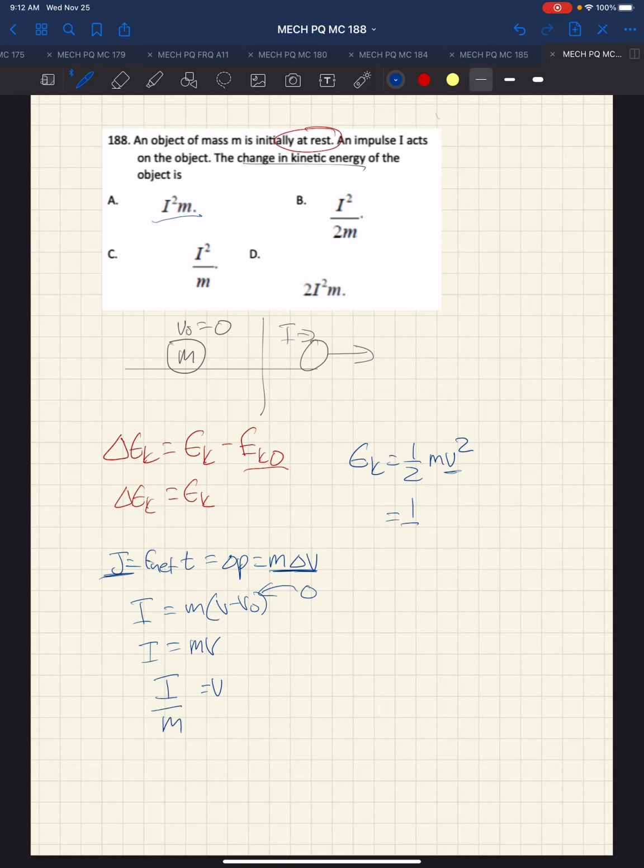So now we have 1/2 m times the quantity I over m squared, which is 1/2 m I squared over m squared. One m goes away, and that leaves us with 1/2 I squared over m. And we can see that is choice B. So simply using the algebra, we can find the answer to this question.